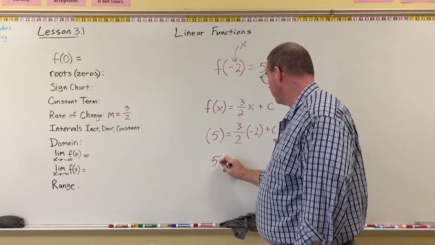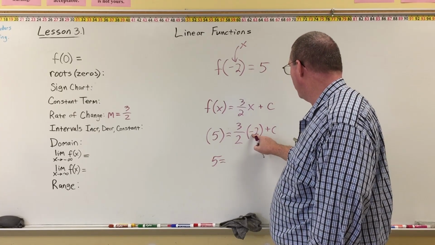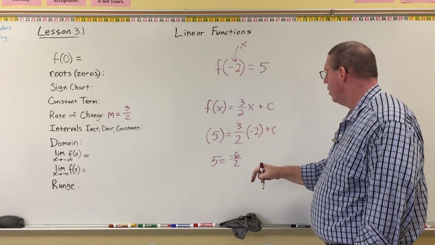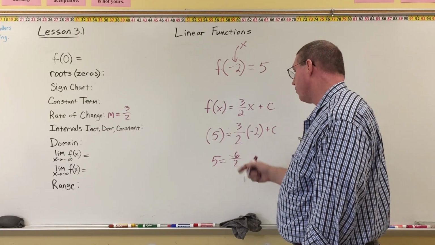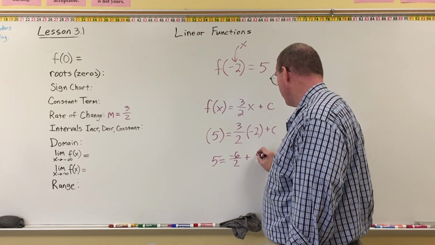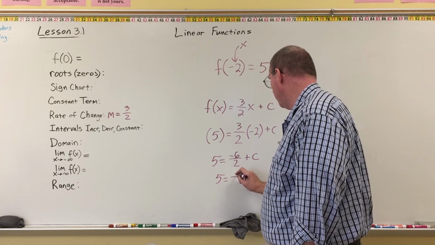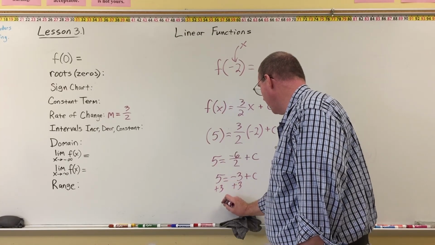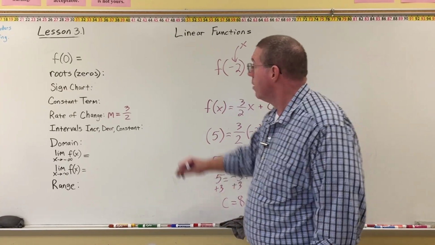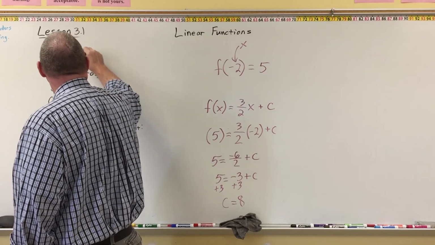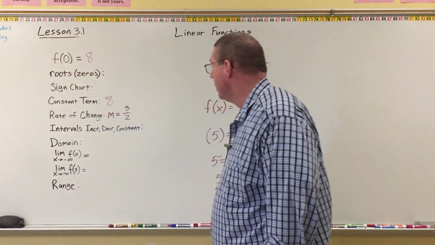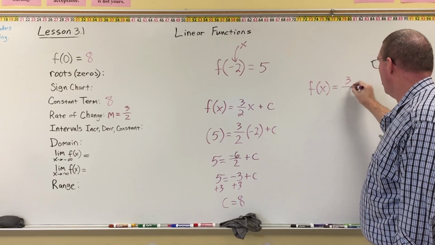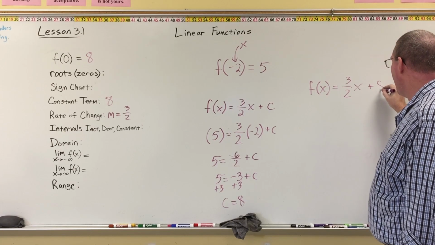So 5 is equal to 3 times negative 2 is negative 6 over 2. And negative 6 over 2, well, that's negative 3 plus c. So we're going to say 5 is equal to negative 3 plus c. And we're going to add 3 to both sides. And we get c is equal to 8. So the constant is 8. That means that f of 0 is equal to 8. We can then write it as f of x equals 3 over 2x plus 8.